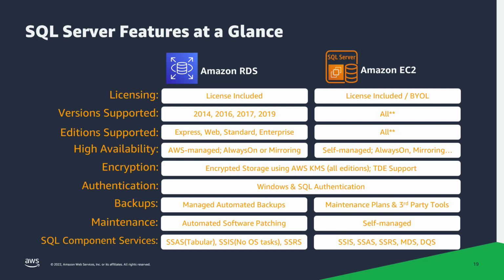Feature-wise, RDS supports license-included instances. All supported versions of SQL Server can run on RDS SQL Server. You can run Express, Web, Standard, and Enterprise editions of SQL Server. High availability is managed by the service itself. RDS uses either Always On availability groups or mirroring depending upon the DB version and edition. You can get both Windows and SQL authentication within an RDS instance.